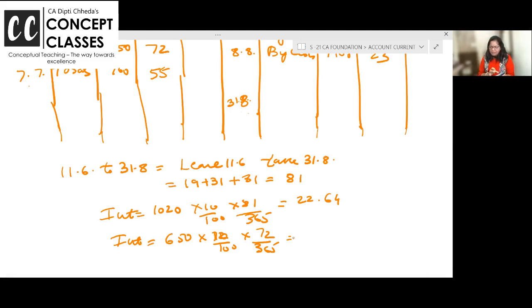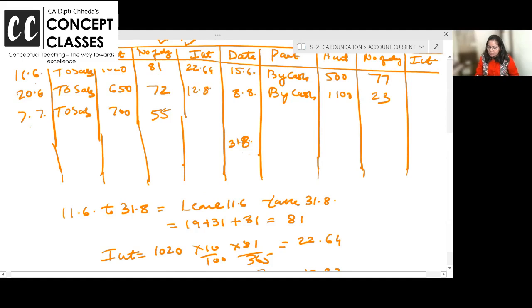650 into 10% into 72 divided by 365. 12.82. Are you all calculating with me? 700 rupees I have sold you. And due date is same because in this problem they have not given that allow 1 month's credit period. Otherwise, date of bill and due date will be different. 700 into 10% into 55 divided by 365.